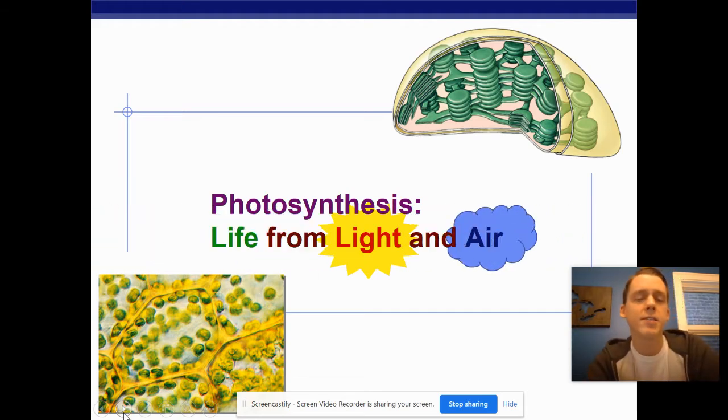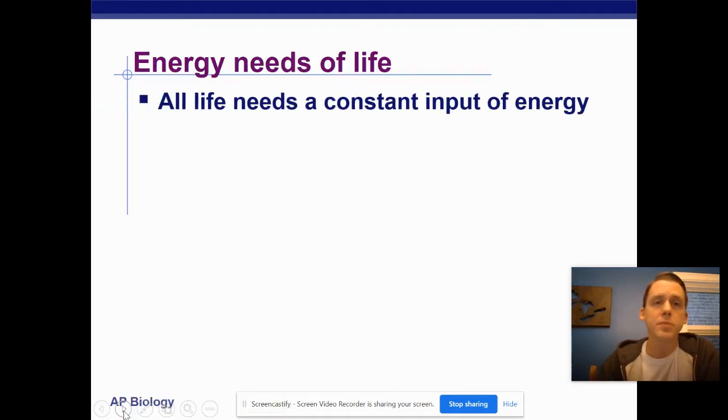So photosynthesis, life from light and air. That is really the key here, is that we get life from light and from air, and those two things are going to combine in plants to help make some organic compounds.